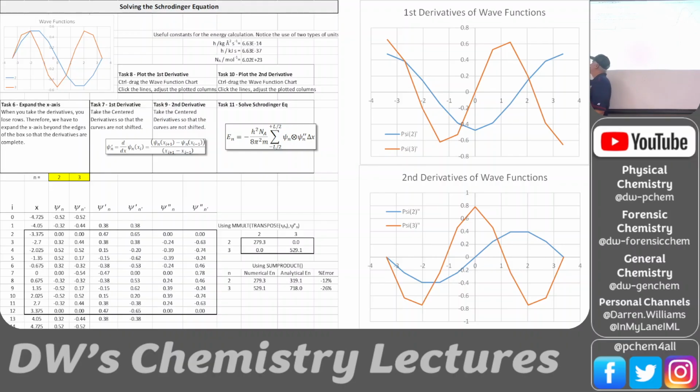Okay, no, this is x. And so here's my wave functions. And I've got this box pointed out here, okay? We need more values on the outside of our box because when we're taking the derivatives, we need to do what's called centered derivatives. We'll talk about that more later. But what this does is it keeps our wave functions from shifting when we do differentiation.